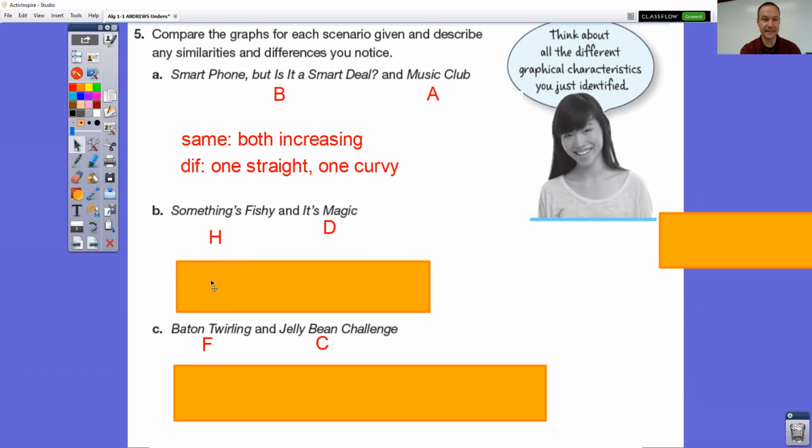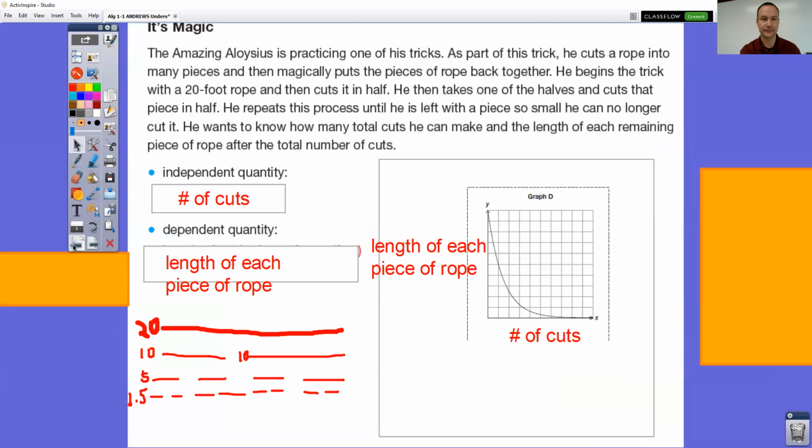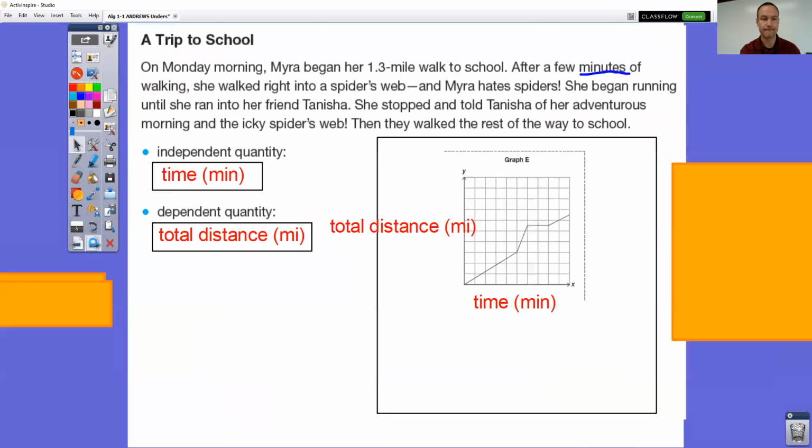Comparing H and D. All right, let's compare H and D. So D and H, these two on the end, they are similar because they're both going down. They're both decreasing as we go from left to right, just like we read a sentence. Differences would be D is curved, and H is straight or linear.